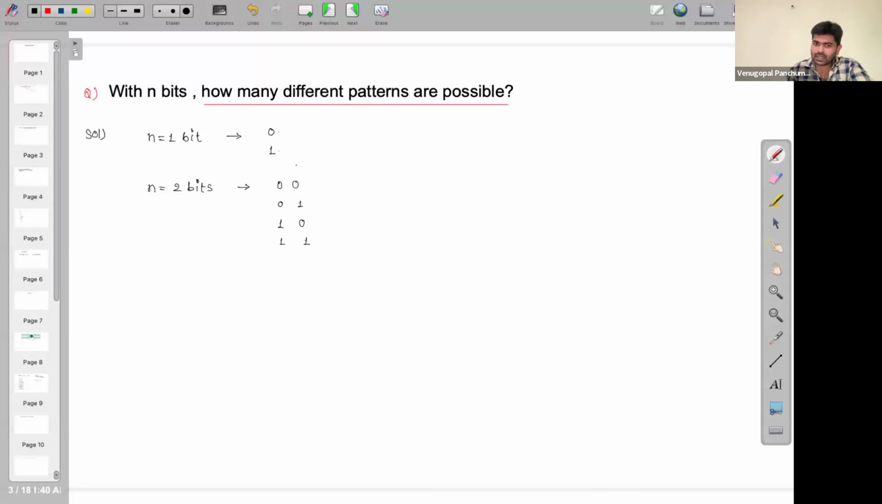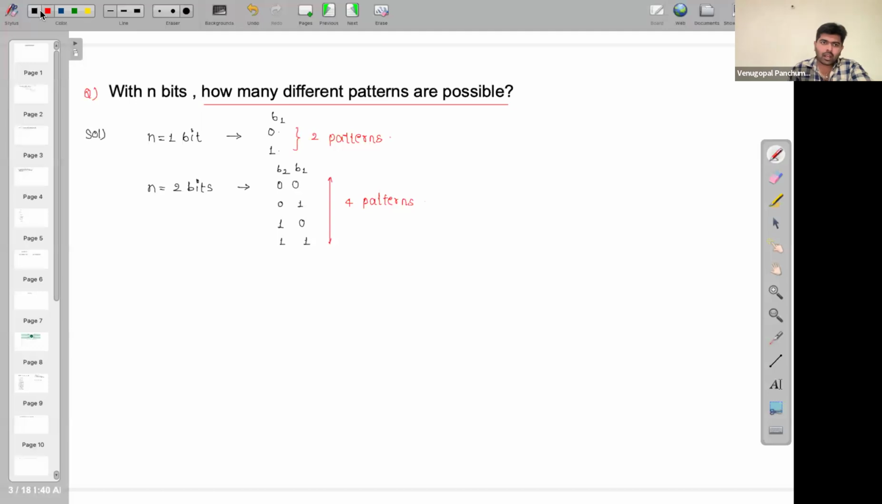Let's say this is the first bit B1, and this is another bit B2. Here we have only 1 bit. So with 1 bit, two different patterns are possible. Whereas if you have 2 bits, then a total of 4 patterns are possible.